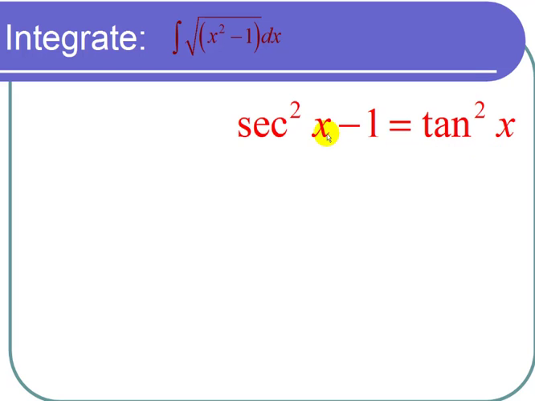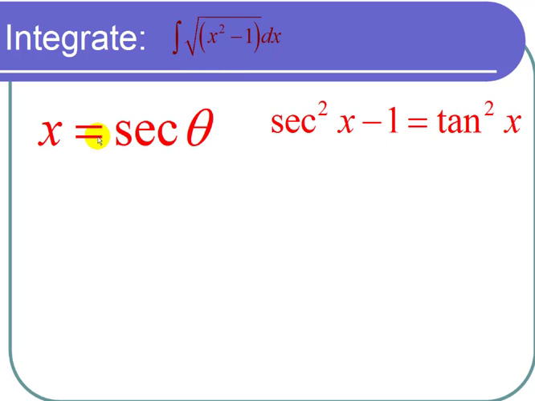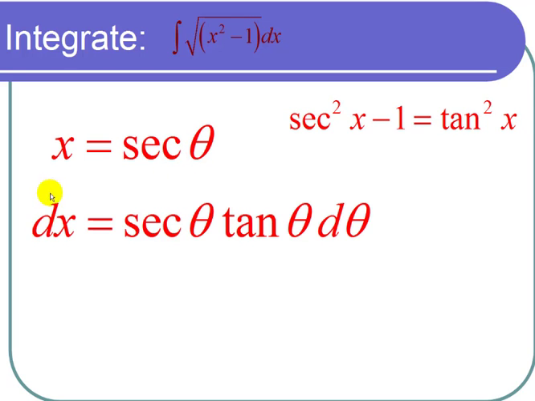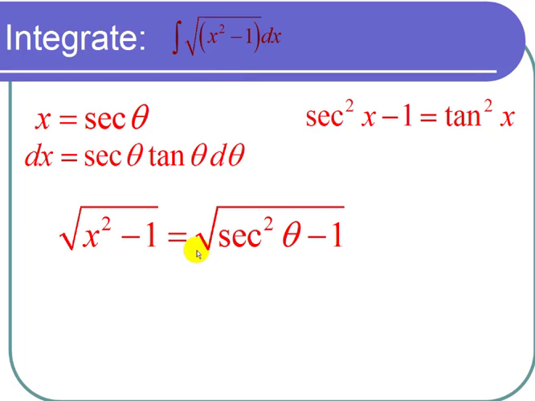Notice I have an x squared minus 1, so if I let x equal secant of theta, then this square root will turn out very nice. In particular, if x is secant theta, I take a derivative of secant theta, I get dx equals secant theta times tangent theta d theta, and this square root of x squared minus 1 is the same as the square root of secant squared theta minus 1.